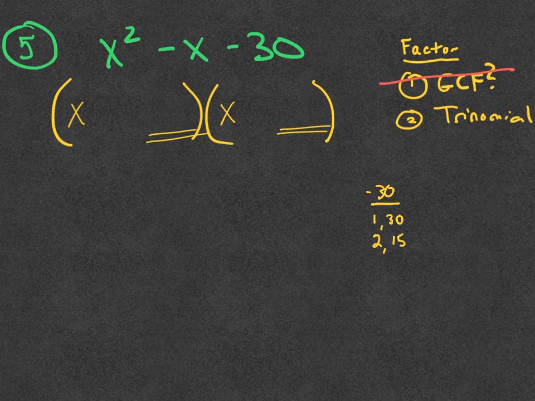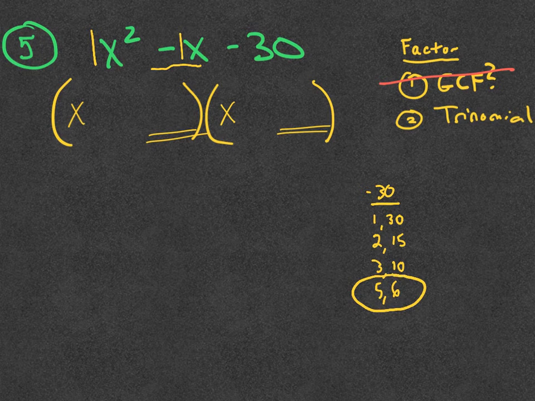2 and 15, 3 and 10, 4 doesn't go in, 5 and 6. So that's everything. And since there's a 1 out in front of the x squared, we can pick a pair that adds to be negative 1, the number in front of x. So we can make negative 1 out of 5 and the 6 if the 6 is negative. 5 and negative 6 would multiply to be negative 30 and add to negative 1. So positive 5 and negative 6.